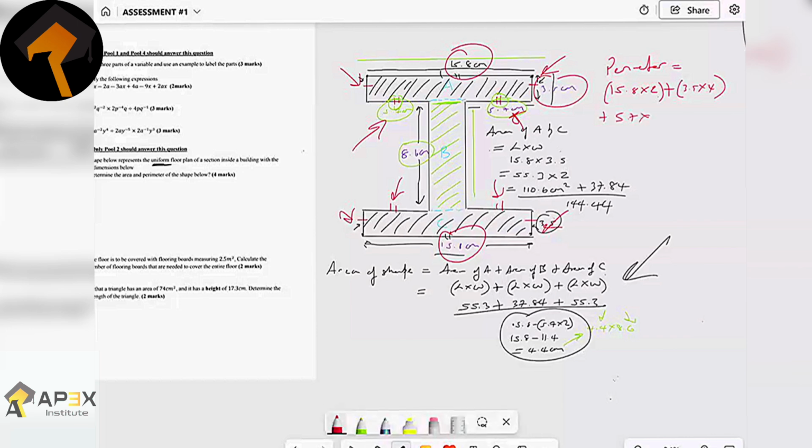5.7 times 4. And then we remember that we have 2 of 8.6 right here. So 1 is over here and 1 is over there. That's plus 8.6 times 2, because it's 2 of them.